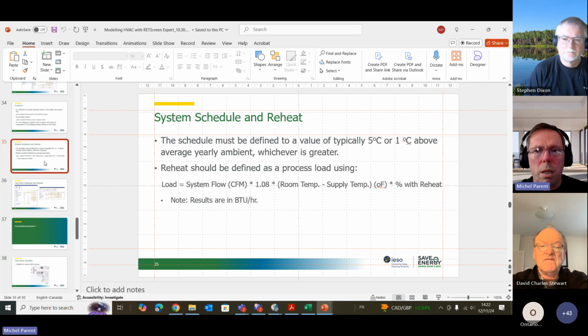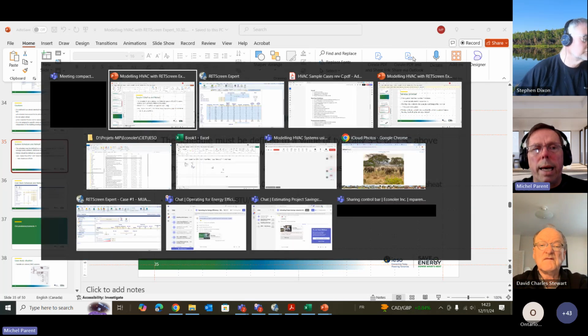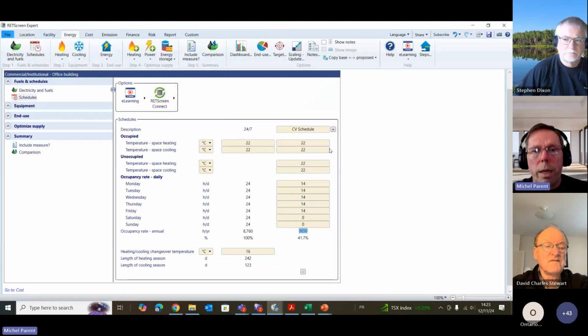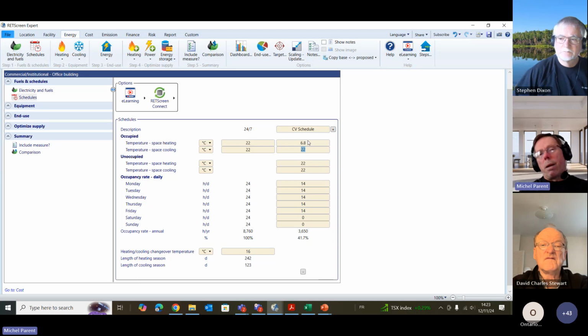My memory is always. So what does it say here? Yes, it is 1 degree above. And so in our case, that would mean that we will enter here 6.8. Now, again, a bit like for the makeup air unit, there's a long technical reason behind that.